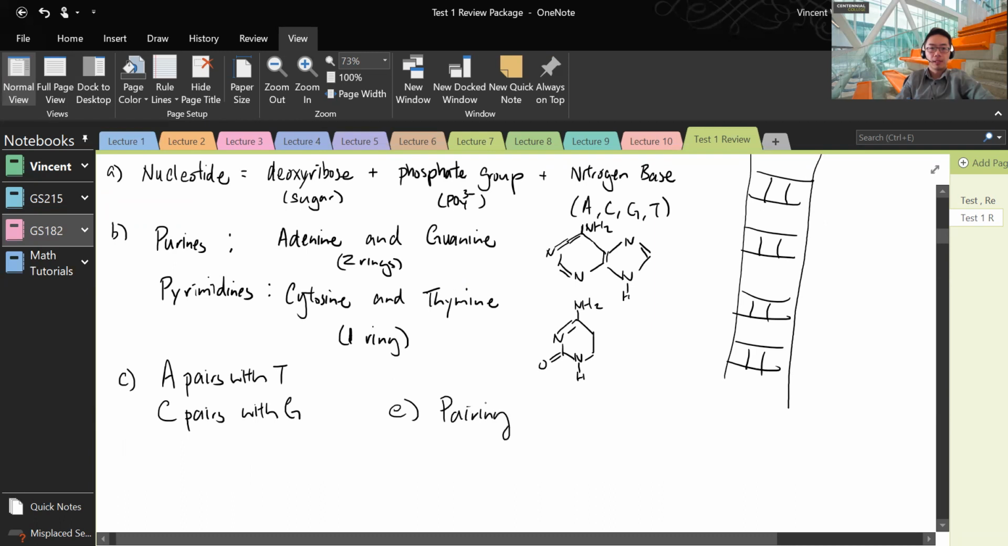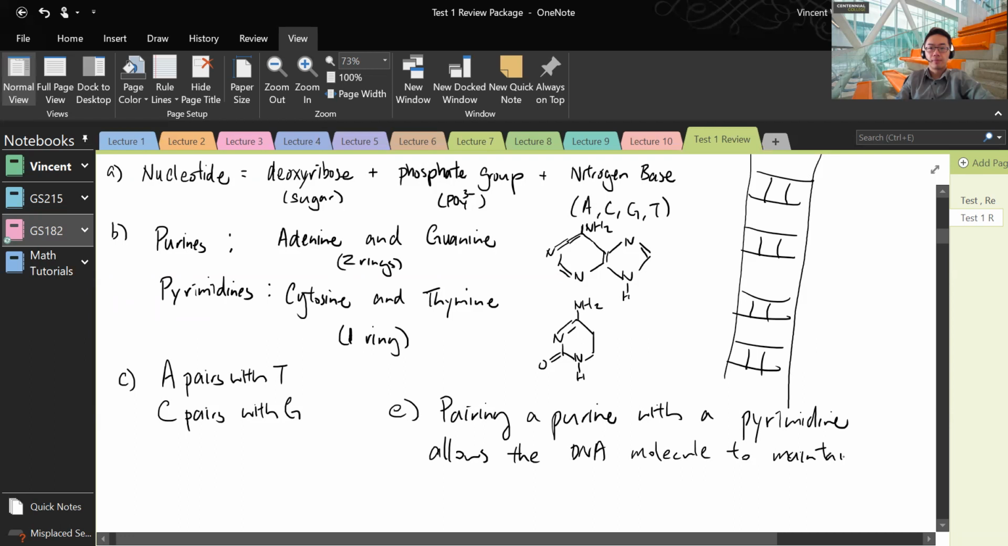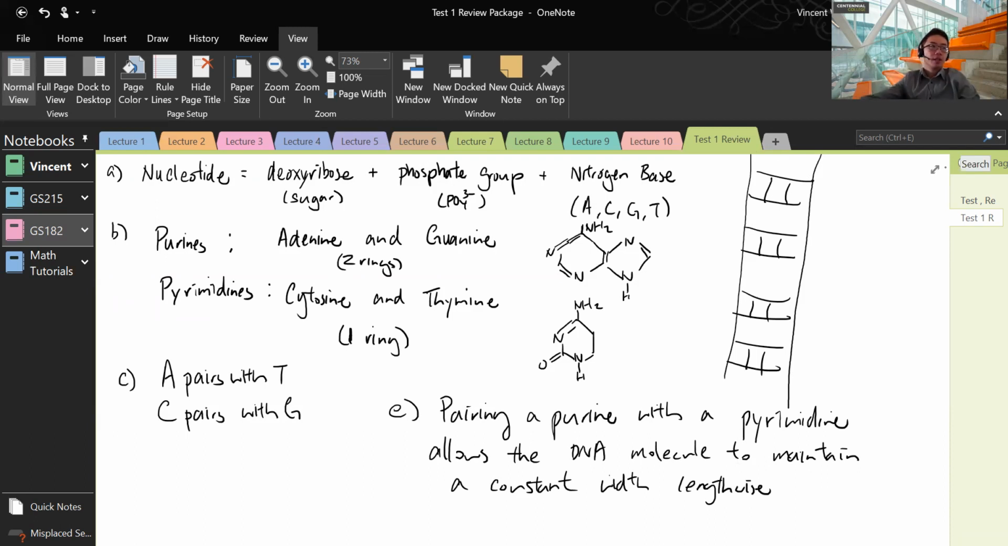Pairing a purine with a pyrimidine allows the DNA molecule to maintain a constant width lengthwise, we can say. Okay, so along the length of the DNA, it's always the same amount from one side to the other. Okay.